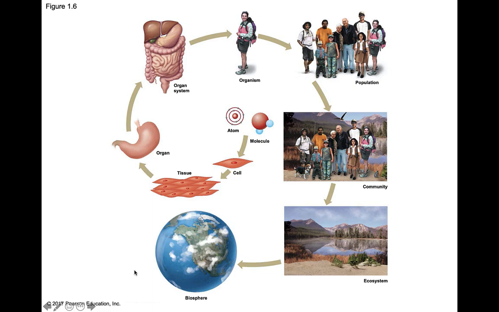Now, the smallest is going to be the atom. Atoms form molecules, and then we have cells. So now we're moving on to living things. We have the cell, tissue, organs, organ system, organisms, and then we have populations, community, ecosystems, ending with the biosphere. So you should be very comfortable working those out from smallest to largest.